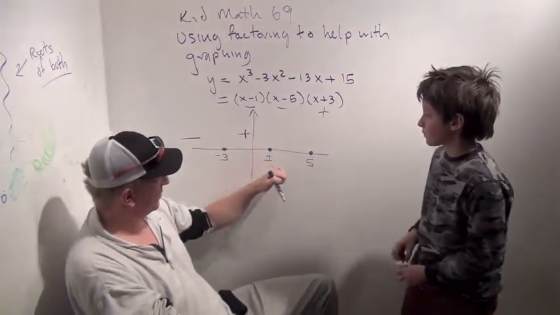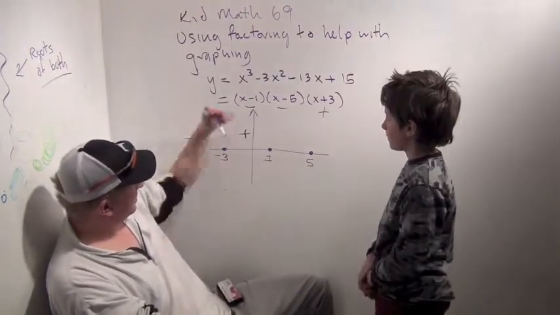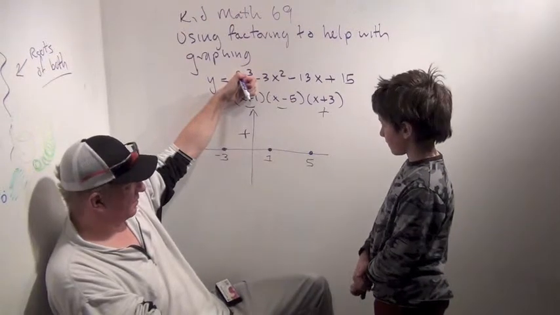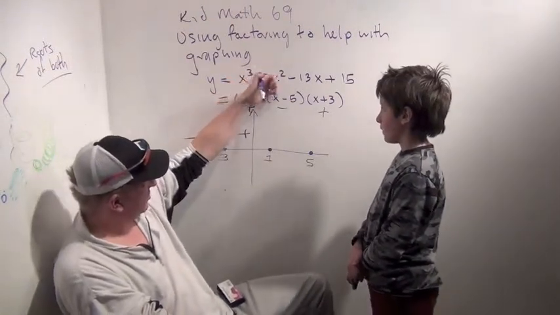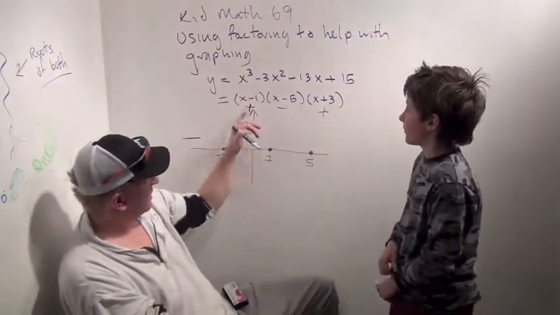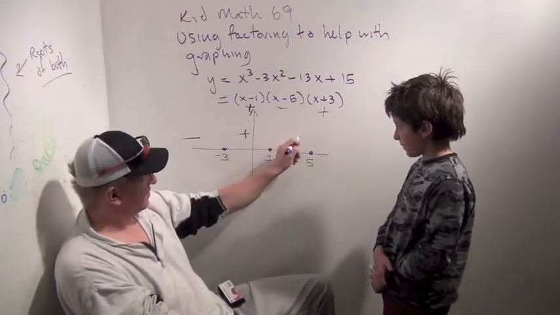Now pick a number in between 1 and 5. Let's do 2. 2 minus 1 is 1. Positive or negative? Positive. 2 minus 5? Negative. 2 plus 3? Positive. So I get a positive times a negative times a positive, which is negative. Okay, great.